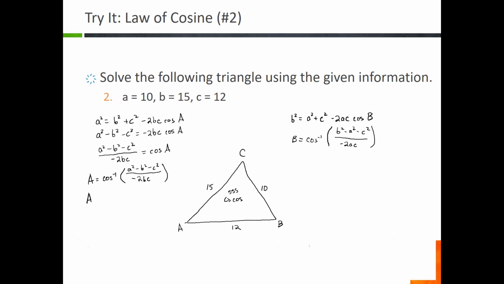So angle A will equal the inverse cosine of 10 squared minus 15 squared minus 12 squared, and all of that is over negative 2 times 15 times 12.